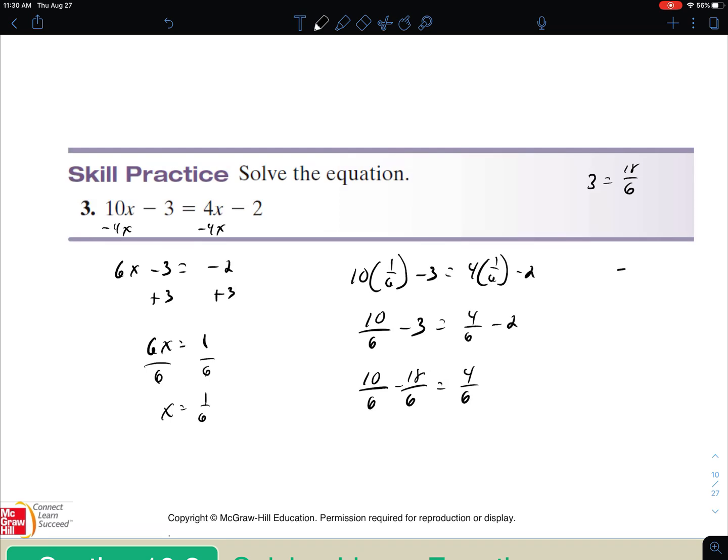Same thing here, right? I need a 2. So it's going to be 12. So then this one here is going to be negative 8 over 6. This is going to be negative 8 over 6, right? So those are equal to each other. So then this is the solution, x is equal to 1/6.